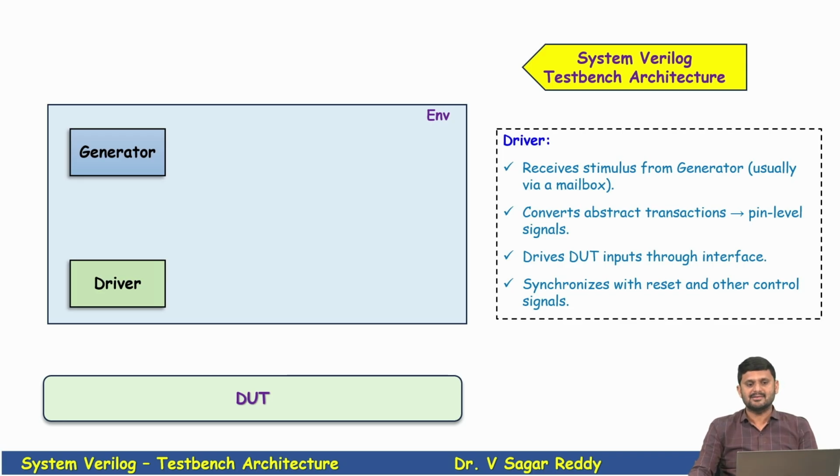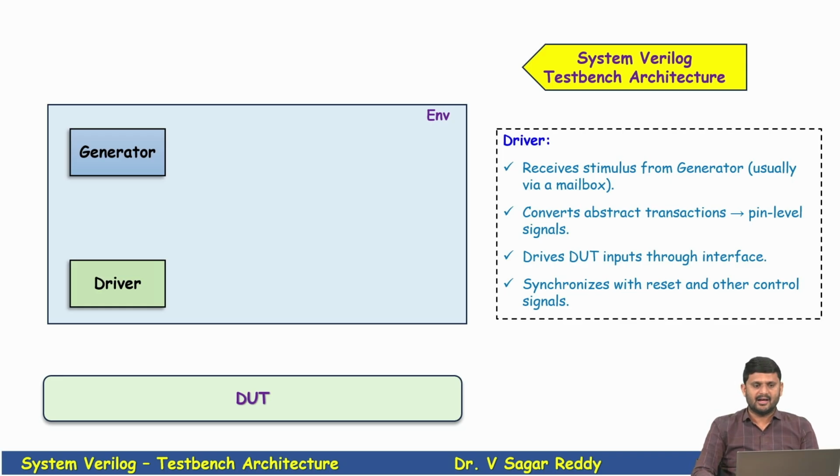The third one is that it drives the DUT inputs through the interface. The interface is the physical connection point between the test bench and the DUT, and we will connect it visually in the next slide. And the fourth one is that it synchronizes with the reset and control signals, making sure it never drives the DUT before reset is released and always aligns with the clock.